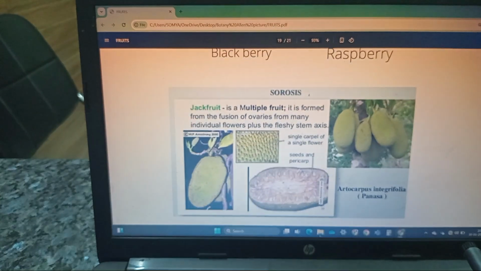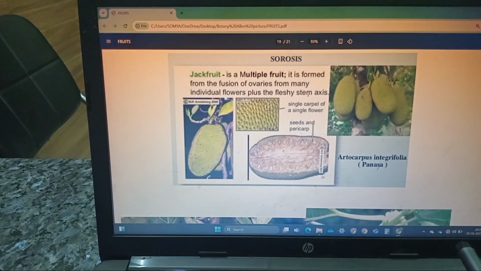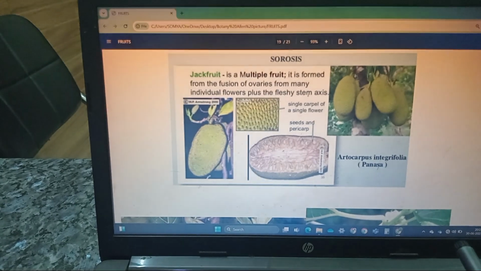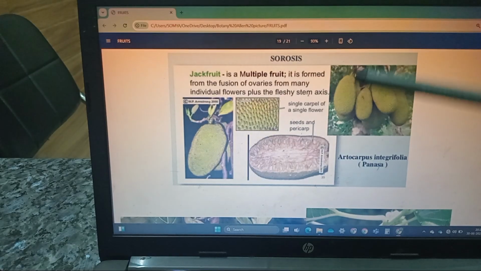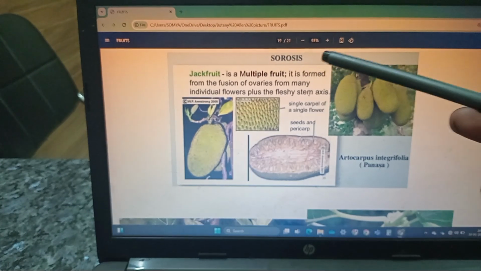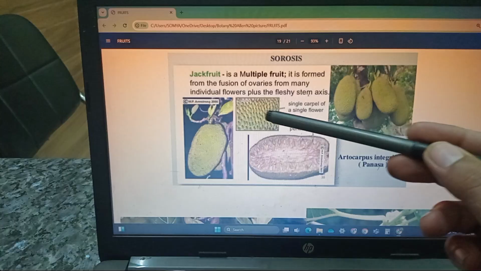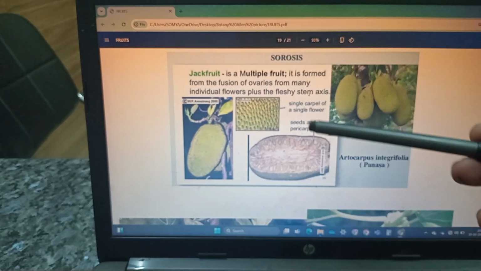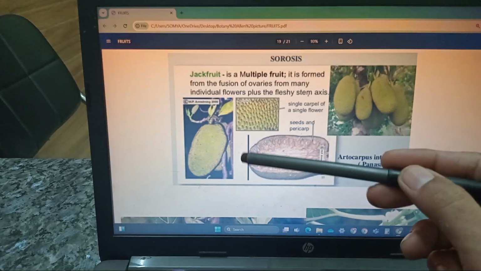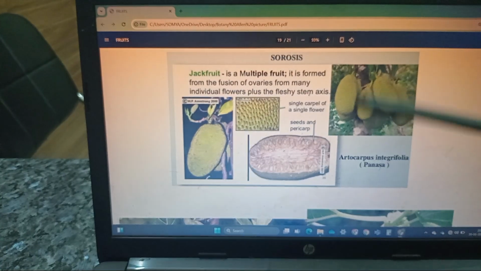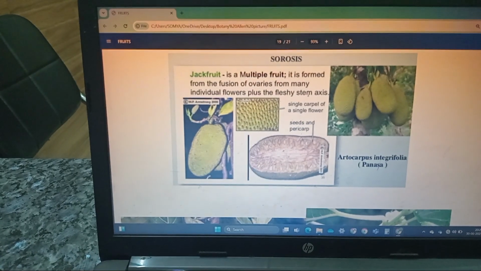Then if the fruit develops from the inflorescence, then we call it composite fruit. Not aggregate, but composite fruit. They are also called false fruits. So here the whole inflorescence is merged into fruit. This is a good question which is always asked. What are examples of sorosis? Here this is sorosis. In sorosis, the example includes jackfruit. There were many flowers, and there was an inflorescence. That inflorescence develops into fruit, right? So there are many seeds, many pericarps, and this is the example of sorosis, that is jackfruit, kathal.